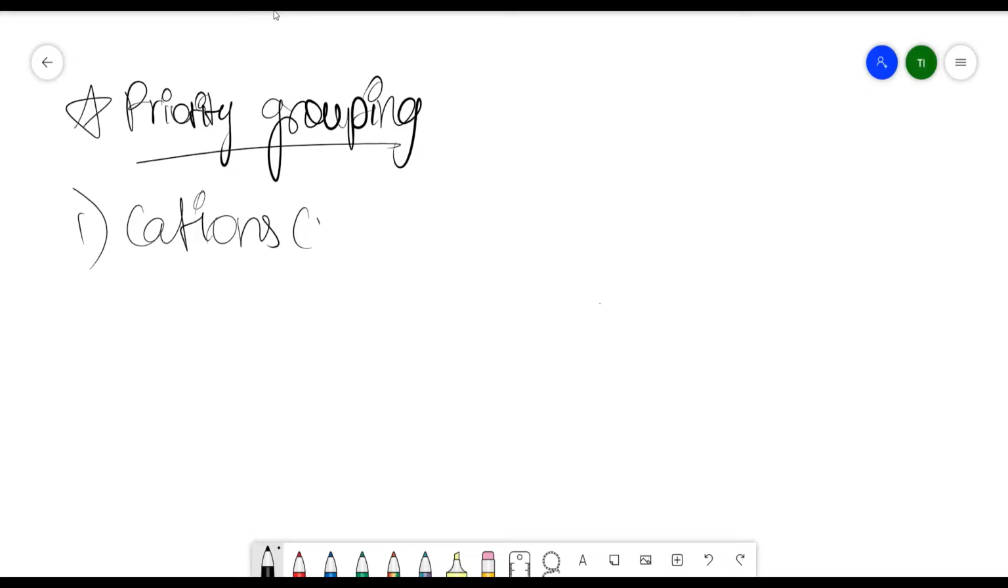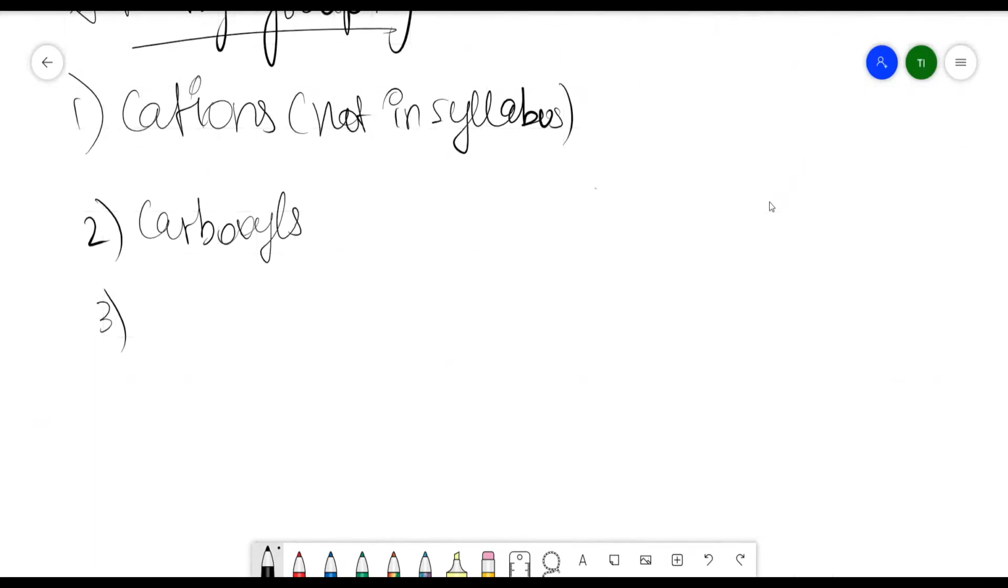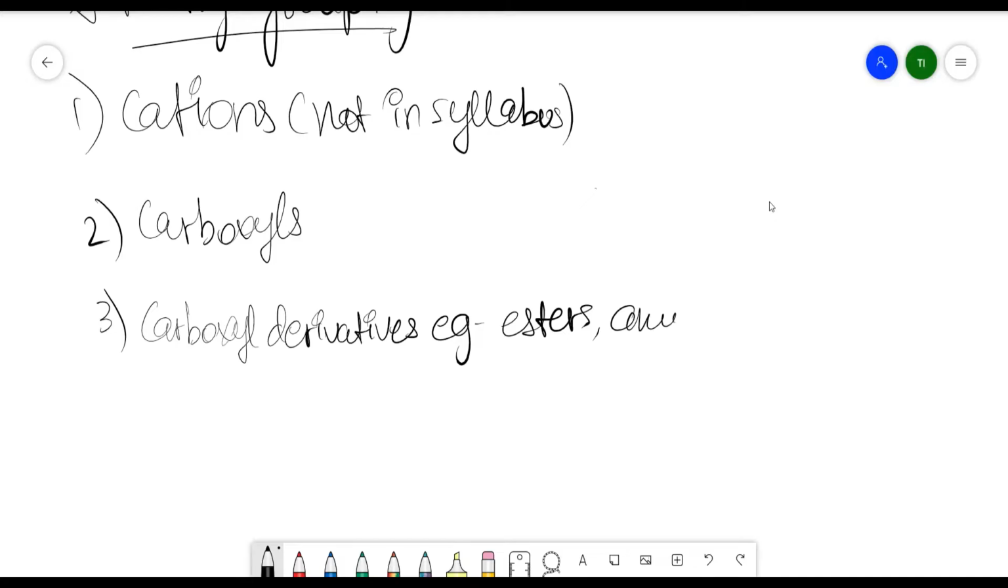And fortunately for you, this is not in your syllabus. The second most priority is given to carboxyls, and by carboxyls, I mean carboxylic acids. The third most priority is given to carboxyl derivatives. So they are esters, amides, etc. The fourth most priority is given to nitriles.